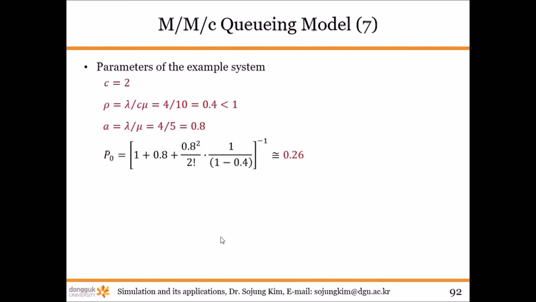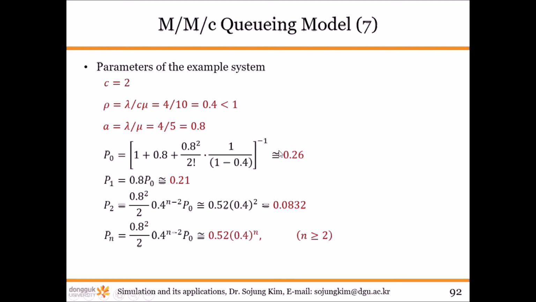Once you have the value of C, rho, and also A, which is lambda over mu, you should know that this traffic intensity is slightly different from the M/M/1 model, because now we have multiple servers, so you have to divide lambda by C mu. In the M/M/1 queuing model, the traffic intensity becomes A, lambda over mu.